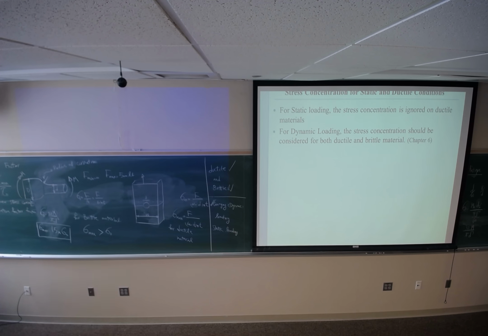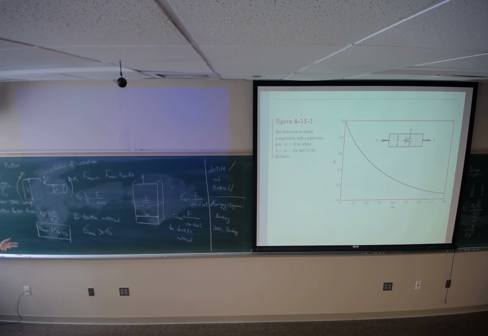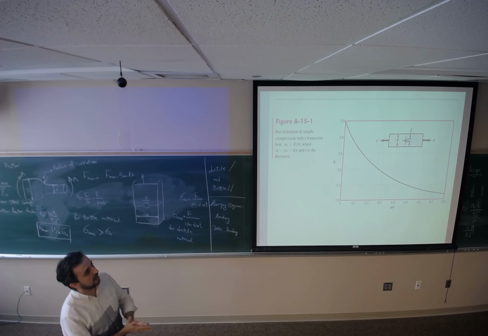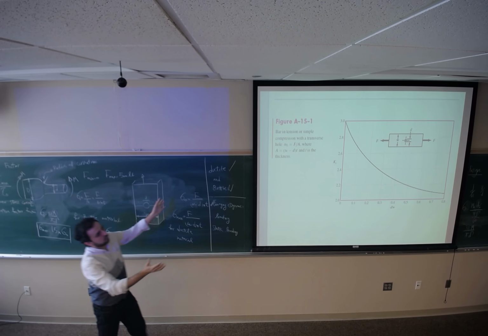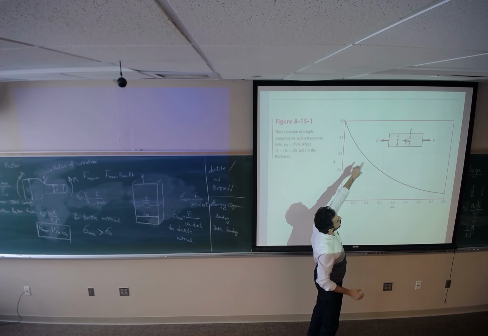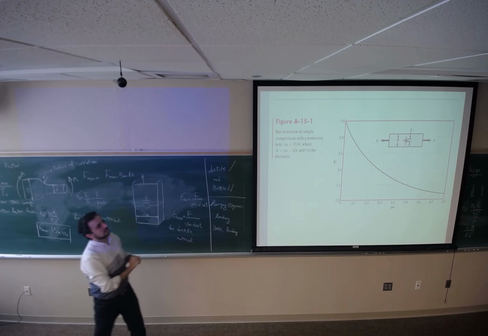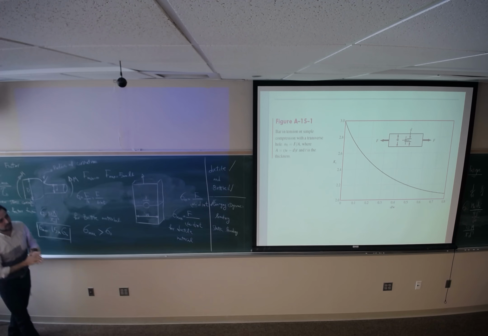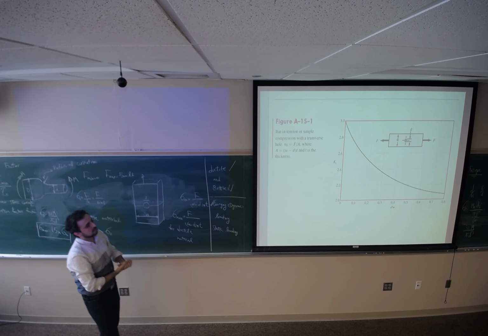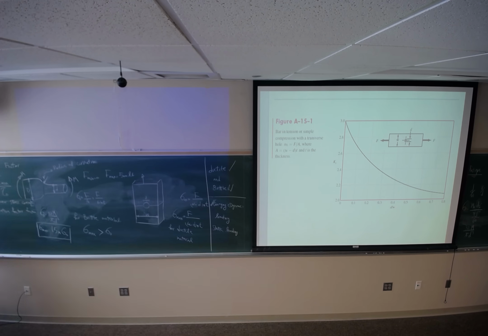Good? So I just have two curves here, two graphs. If you look at table A15 at the back of the book, you will find 10 to 15 different standard configurations for different types of geometry or different types of loading. If it's talking about the normal stress, it's going to be KT. If it's talking about the shear stress, it's going to be KTS. Any questions on this? All right.